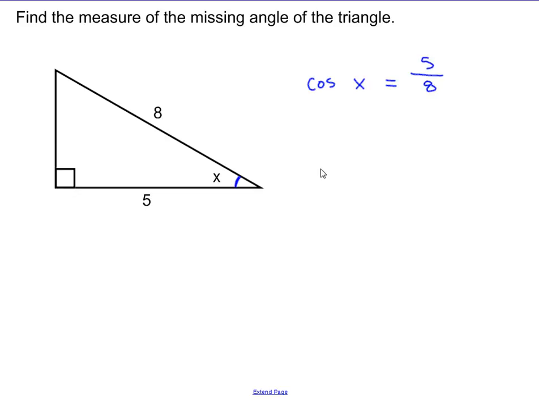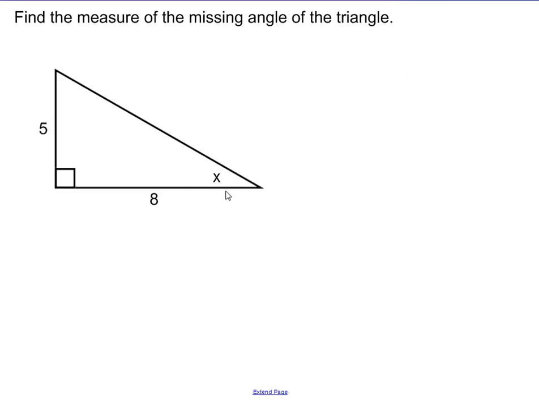We're going to use the inverse trig function, and we're going to round our answer to the nearest degree. So this one would be 51 degrees. So the inverse cosine of 5 divided by 8.